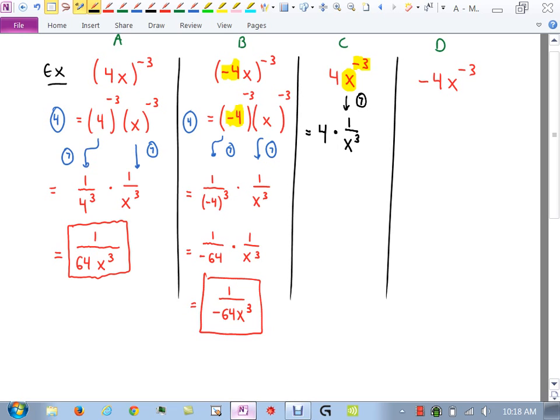That 4 is just sitting in front. Now that 4 is the same as 4 divided by what? 1. And now multiply straight across, you get 4 over x cubed. And that's done. See the difference there?